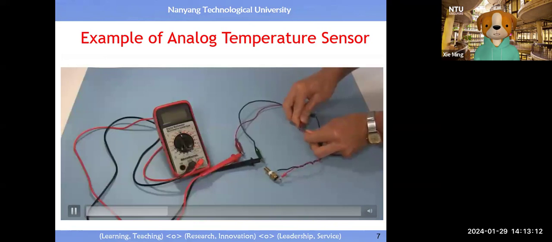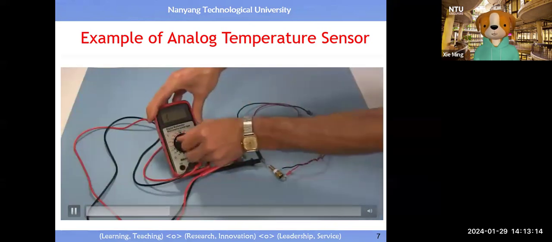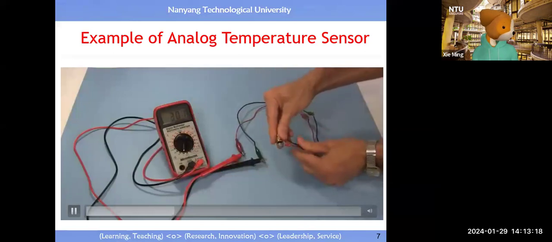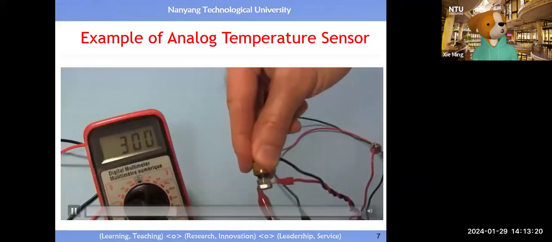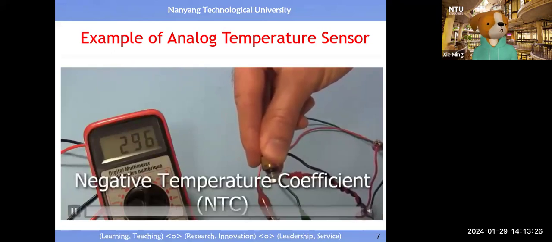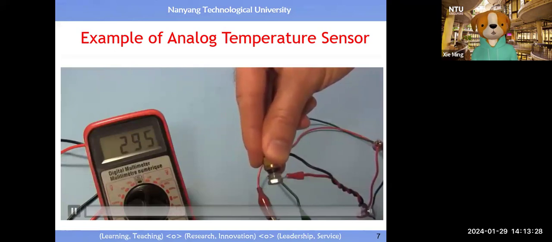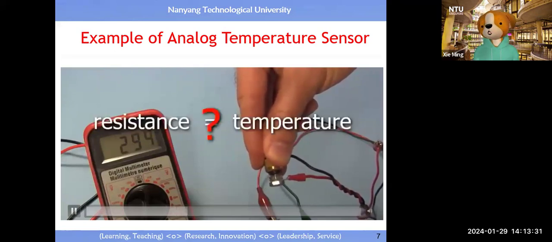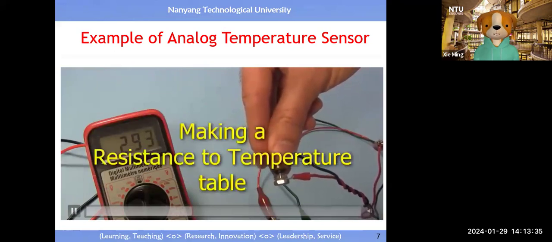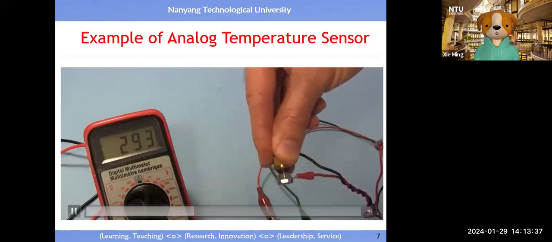I then connected up a meter and put it on a resistance scale. Remember, the resistance changes with the temperature. I put my fingers on the probe part, and it started to heat up. Sure enough, the resistance on the meter started to decrease as the temperature increased. So it contains an NTC, or a negative temperature coefficient. To be useful, I needed to know what resistance matches what temperature. Unfortunately, I couldn't find a resistance-temperature table for this particular one. So I had to make my own.